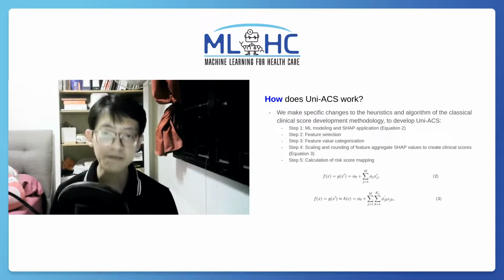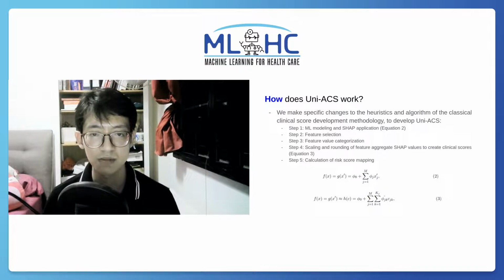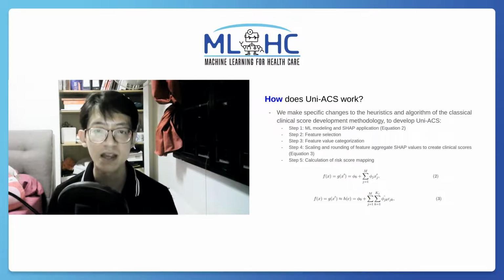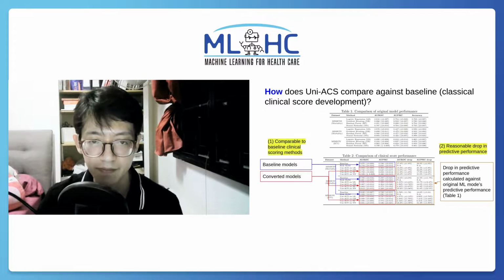We make specific changes to the heuristics and algorithm of the classical method to develop Uni-ACS. It consists of 5 steps. 1. ML modeling and SHAP application. 2. Feature selection. 3. Feature value categorization. 4. Scaling and rounding of feature aggregate SHAP values to create clinical scores. And 5. Calculation of risk score mapping.